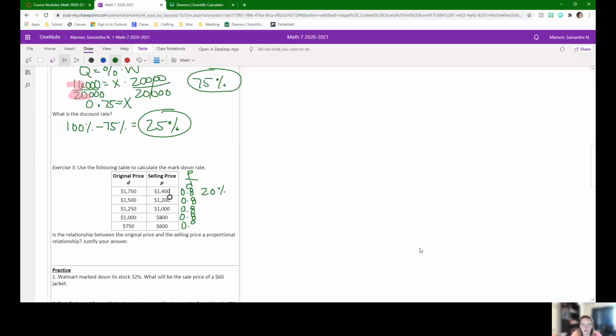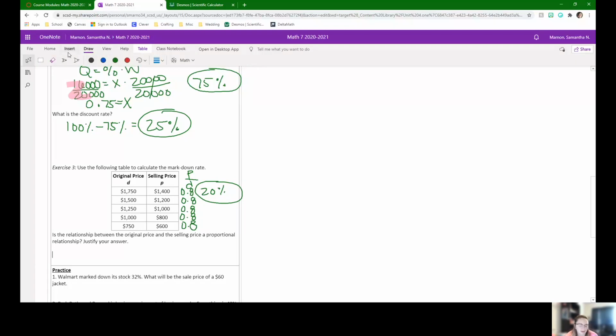So that's going to be for all of them. I'm not going to write it on each row again, but the markdown rate for all of those rows is 20%. If this is something that's still confusing you, make sure you ask about it in class, how we did this. So is the relationship between the original price and the selling price a proportional relationship? Justify your answer. This sounds like a CER to me.